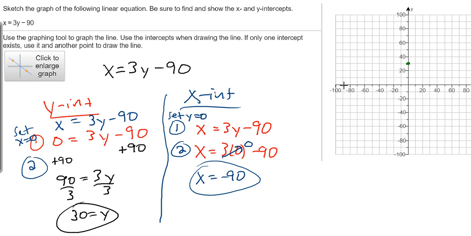So what I mean by that is that I'm talking about the point that's at negative 90 on the x-axis. That's what I'm trying to say, right? Okay, which will be this point here. But sometimes students will make the mistake of joining these two numbers together.